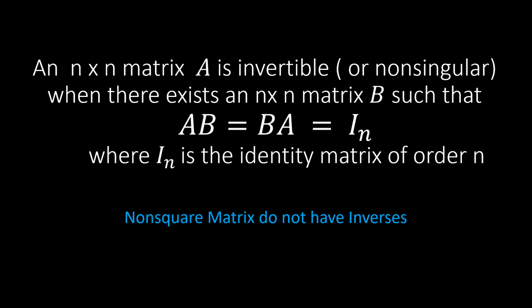And we also know that the inverse of A will be B provided AB equals BA equals the identity matrix I_n.